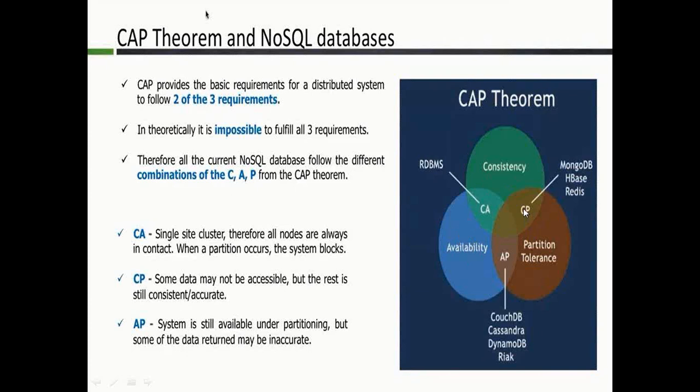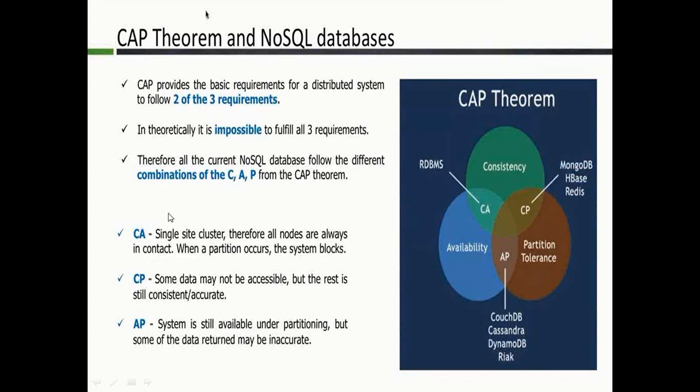Some databases provide consistency and partition tolerance. Some provide availability and partition tolerance. Based on the requirements and use cases, we go for one of these databases. If we want more consistency and fault tolerance, we go for one of these NoSQL databases. If we want more availability along with partition tolerance, we go for Cassandra or similar databases. These are some points about the CAP theorem, and theoretically it is impossible to fulfill all three requirements.